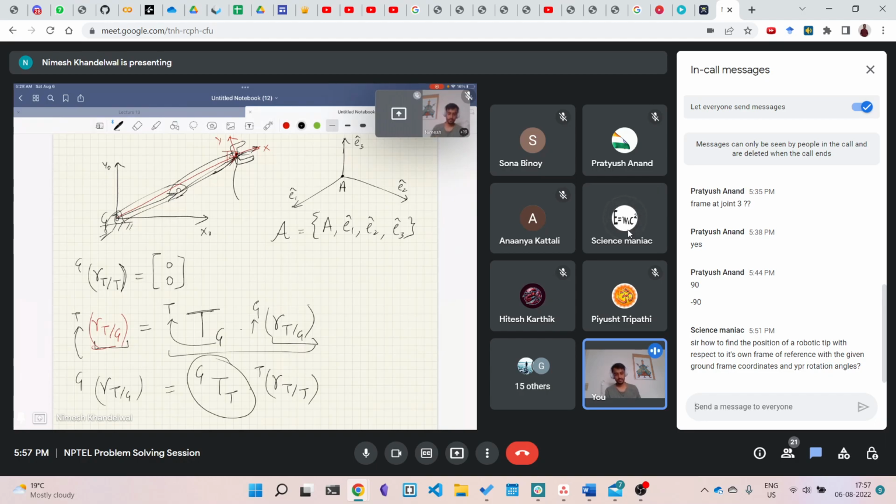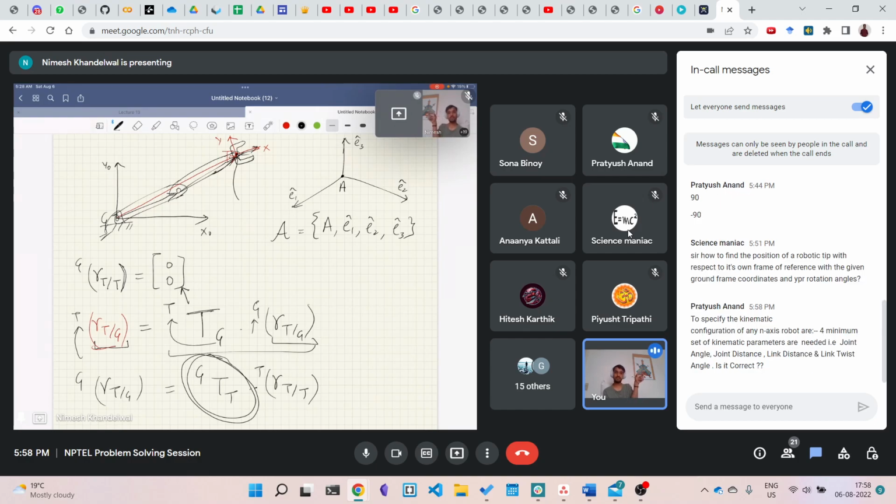So basically you can also remember this if you want to get the position of the tooltip with respect to the ground frame. What you can do is multiply this transformation matrix with the origin, the 0, 0 vector, because that is the position of the tooltip in its own reference frame. That is how you take the position from its own reference frame to the ground or any other reference frame.